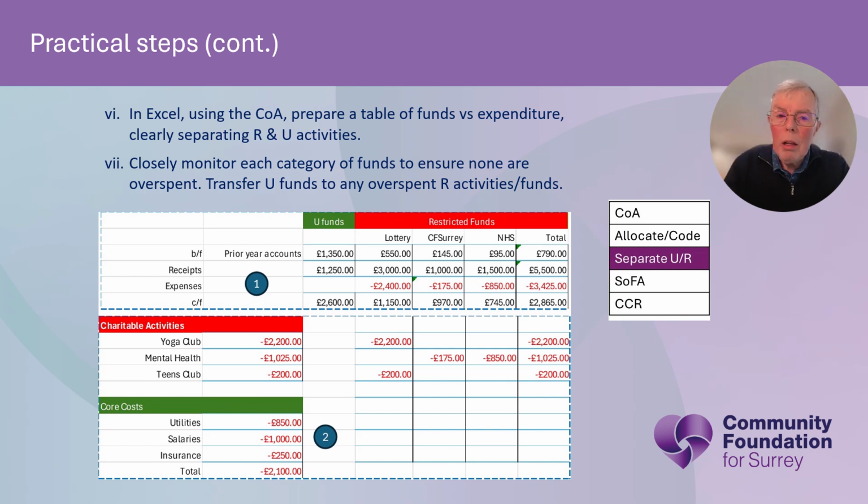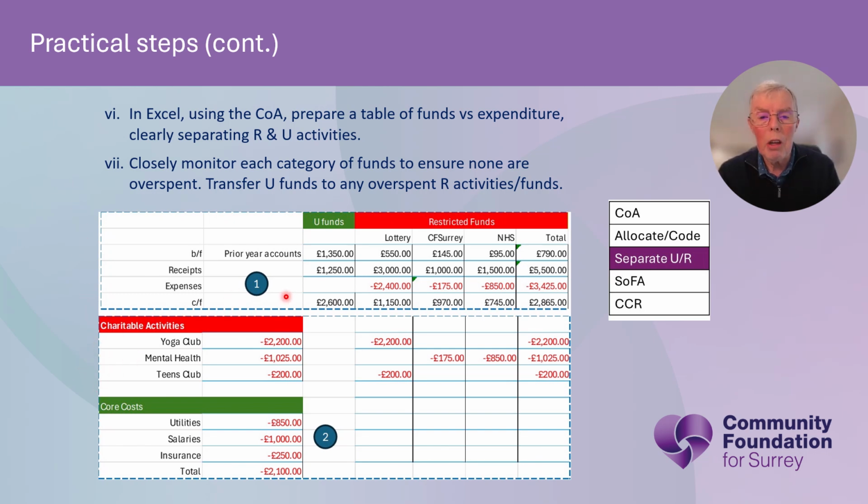So in Excel, using the chart of accounts, you need to prepare a table of funds versus expenditure, clearly separating restricted from unrestricted activities. And you need to closely monitor each category of funds to ensure none are overspent. Unrestricted funds are incredibly valuable because you'll need to transfer unrestricted funds to any overspent restricted activities or funds.